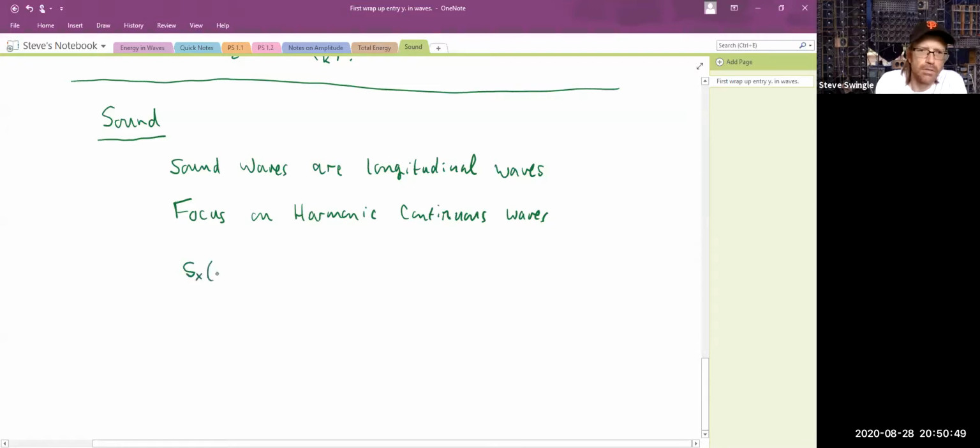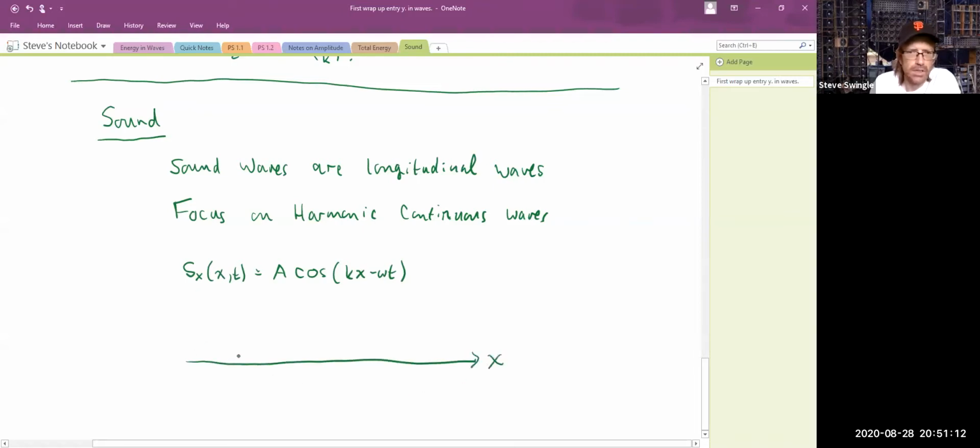And so you can say s_x of x and t, because remember they're longitudinal, so the displacement is going to be going forward and backwards. I could write just A times cosine of kx minus omega t. So it's a traveling harmonic sound wave. And if I do an axis here, the x-axis, and imagine maybe a tube, this is x equals 0.